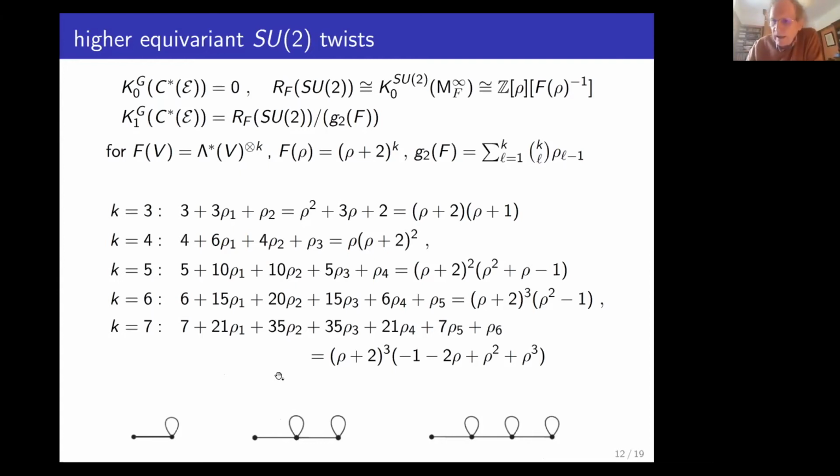So I want to emphasize that these computations and these graphs are at the level of fusion rings. We don't understand it at the level of fusion categories. And that becomes clearer when we go to SU3, where these pictures are more obscure.